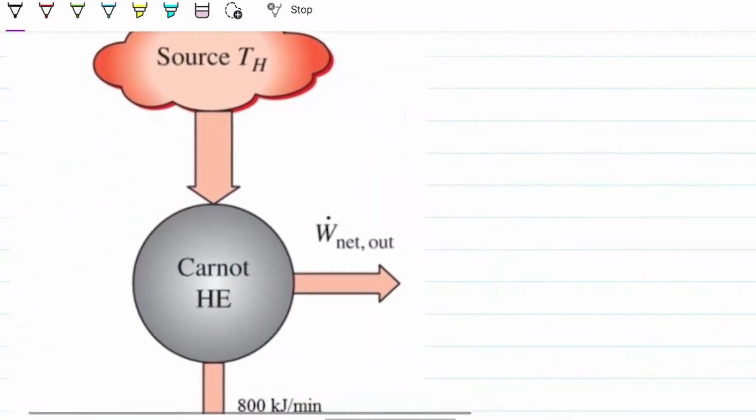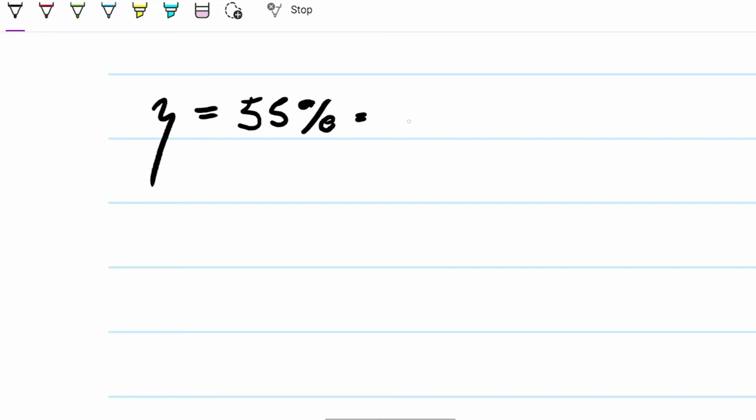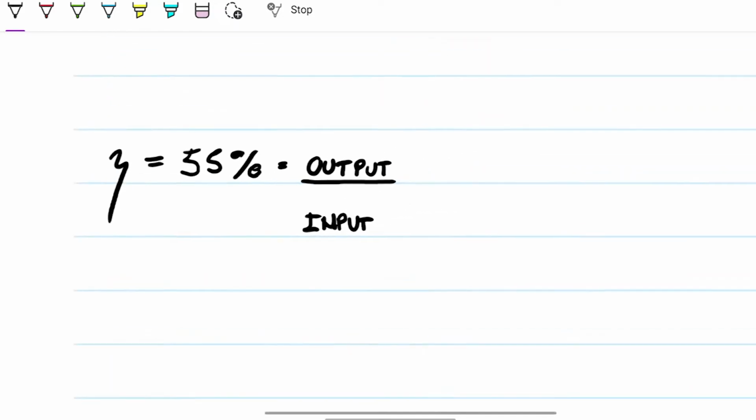So let's start with the basics. We have this heat engine here. It's taking in some energy, outputting some work, and we know its efficiency is 55%. What is the efficiency? It's just a matter of how much of the things that I want I get out, divided by how much I had to input, the total energy going in here.